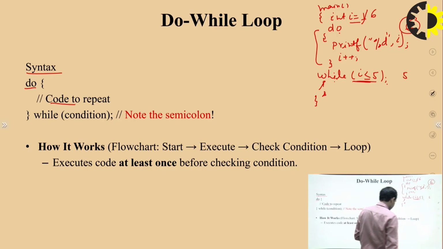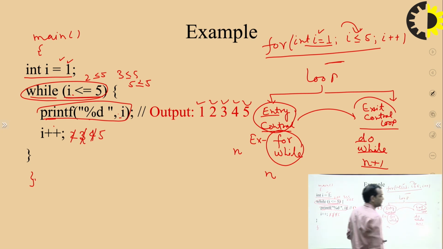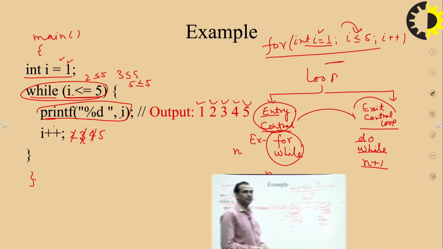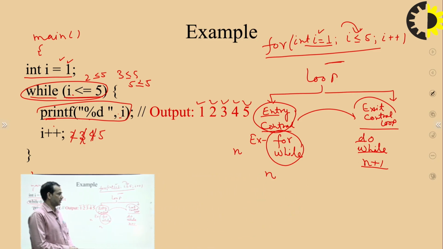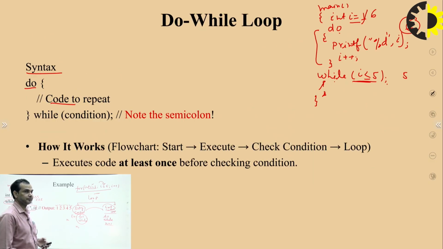So it means the number of iterations in the do while loop is one more than the for and the while loop. Or we can say that if the for and while loops execute n times, then the number of iterations in the exit control loop is n plus 1.